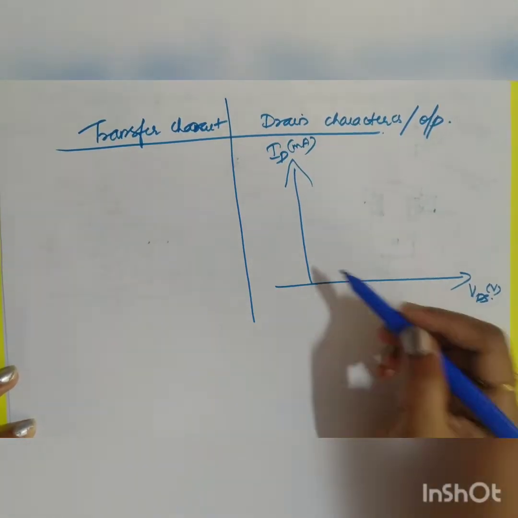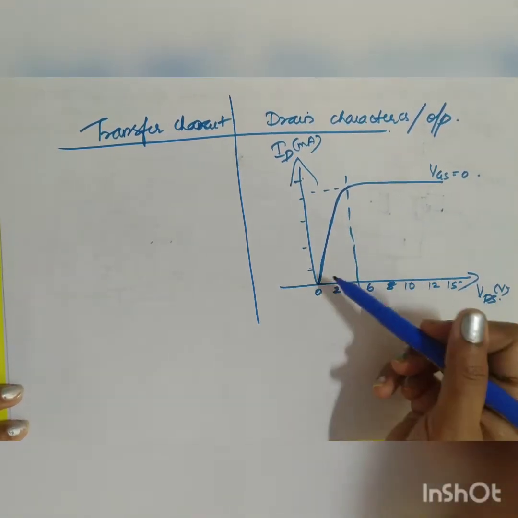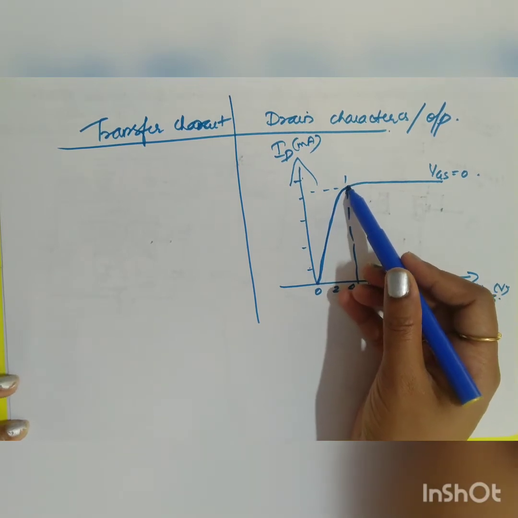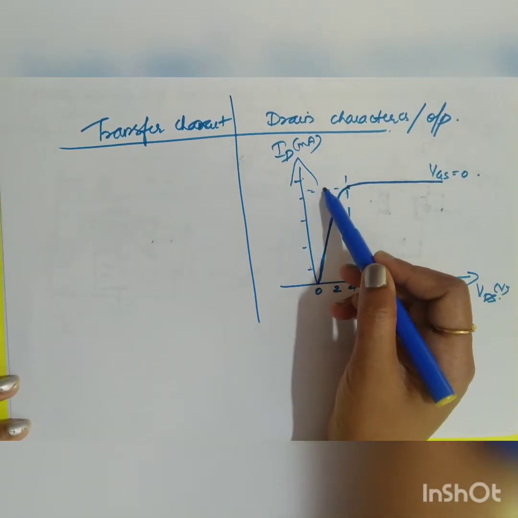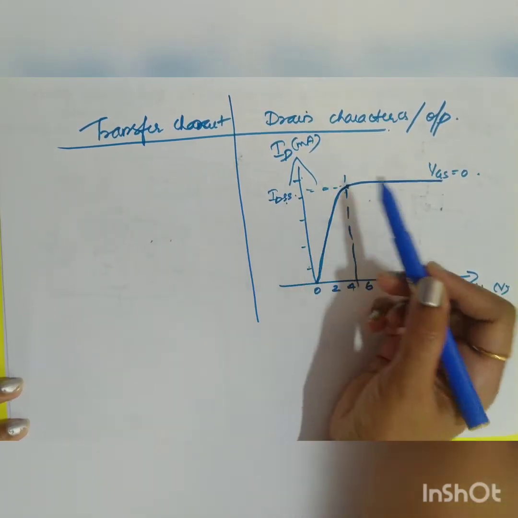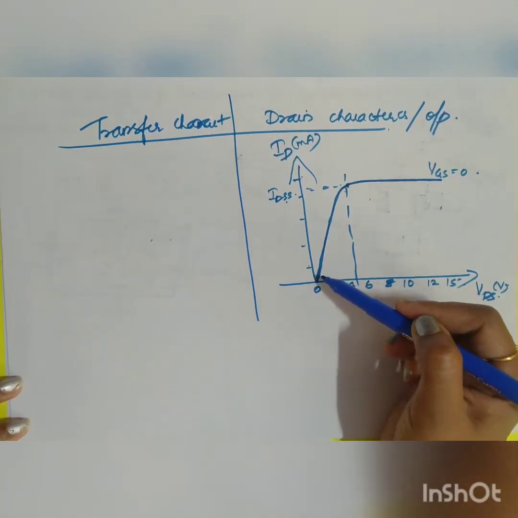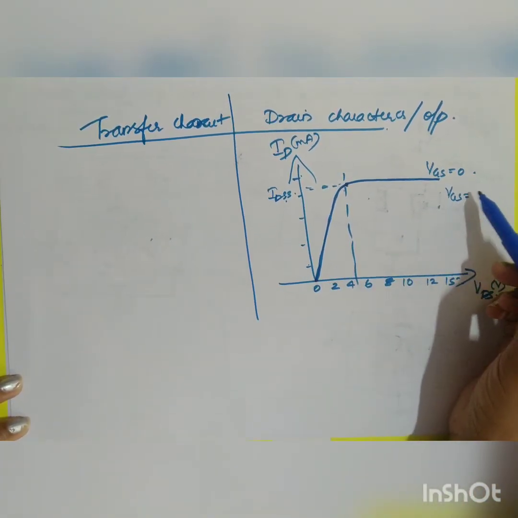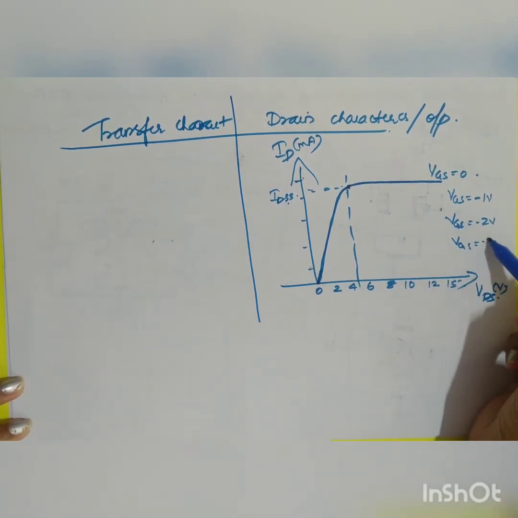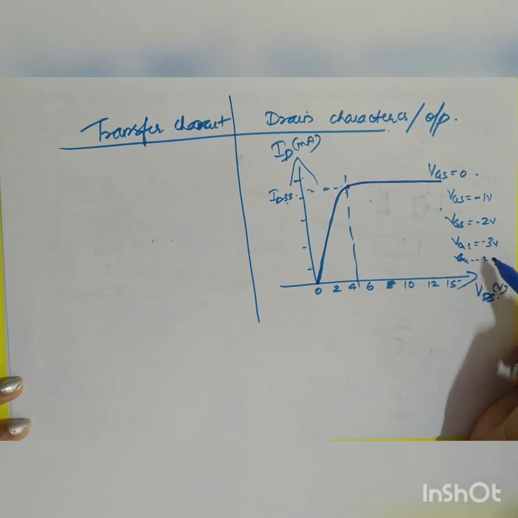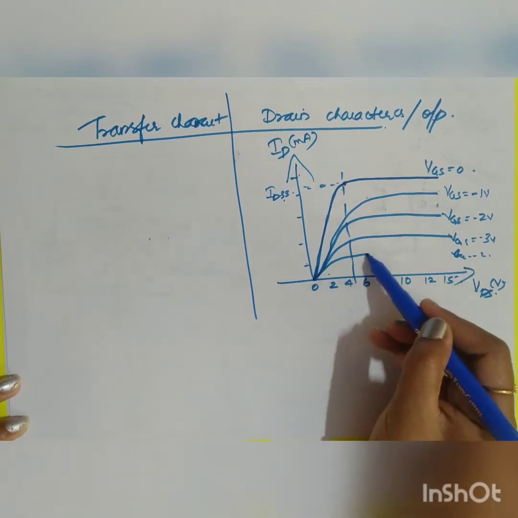Now what value will you get in this case? As you increase VDS, the current starts increasing. After some point, the depletion layer width increases such that the layers touch each other and your current reaches saturation, its maximum. This current is called IDSS, or your maximum drain current, when VGS is equal to 0. Now I am going to apply a negative VGS. Now the current reaches saturation within a small amount of time. VGS is equal to minus 2 volt, VGS is equal to minus 3 volt, VGS is equal to minus 4 volt, etc. The current starts saturating in a very small amount of time.